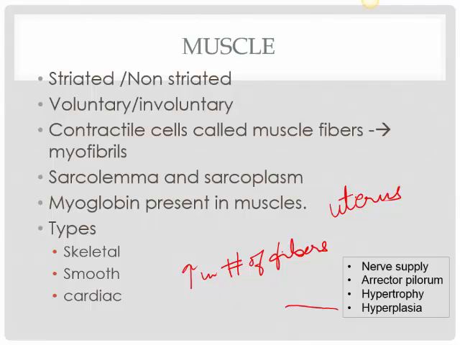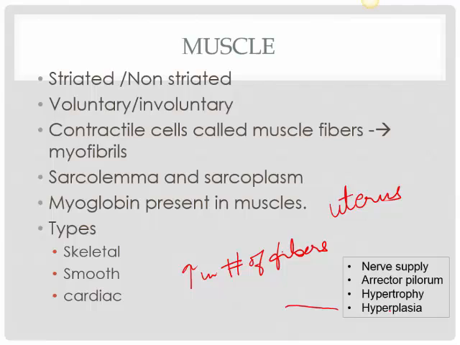So when a woman gets pregnant, because the uterus has to house the fetus, she can't do with just increasing the size of her muscle fibers; they increase in number as well. So the uterus undergoes hypertrophy and hyperplasia so that it can accommodate this growing fetus.